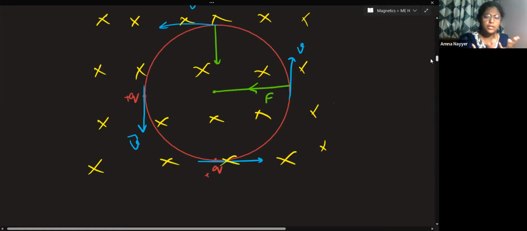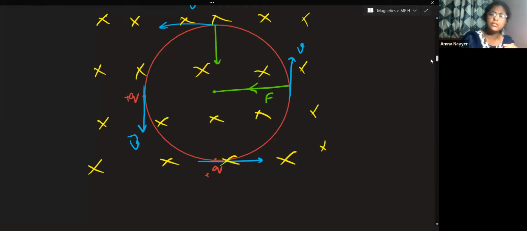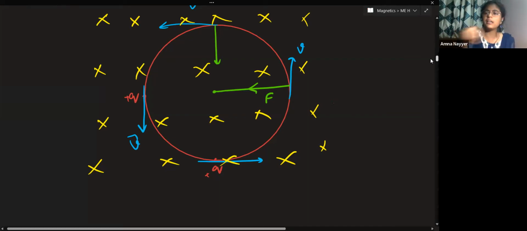Centripetal force is not actually a physical force like gravitational force, tension and all these. If I have a string and I curl it into a vertical circle, then the tension along the string will act towards the center. So that will provide me the centripetal force.